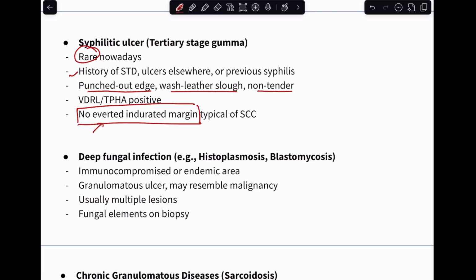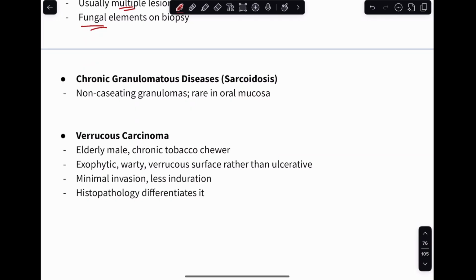Next differential is deep fungal infections like histoplasmosis or blastomycosis. Important history over here would be an immunocompromised state or a history of an endemic area. The ulcer would be a granulomatous ulcer. It can possibly resemble malignancy. Usually, we'll see multiple lesions over here, and on biopsy, we'll find fungal elements. Next, it could also be a chronic granulomatous disease like sarcoidosis. In these cases, we'd be finding non-caseating granuloma, but these are very rare in oral mucosa.